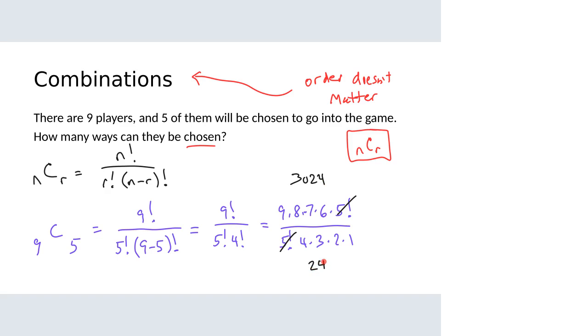And then I can divide those. 3024 divided by 24 is 126. There are 126 ways the players could be chosen to go in the game. For those of you who really like canceling, if you're doing this by hand, you might have said, well, dividing by 1 doesn't do anything. 3 times 2 will cancel the 6, and 4 will go into 8 twice. So really, all I have left to multiply is 9 times 2 times 7. And 9 times 7 is 63, times 2, sure enough, 126, the same answer that way.